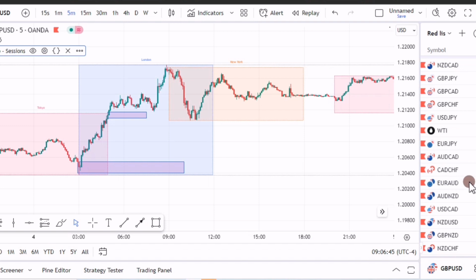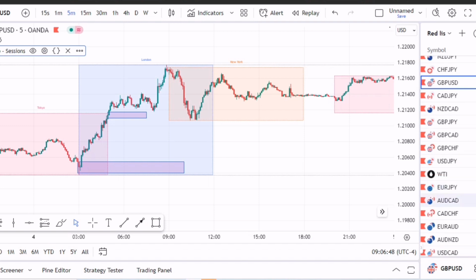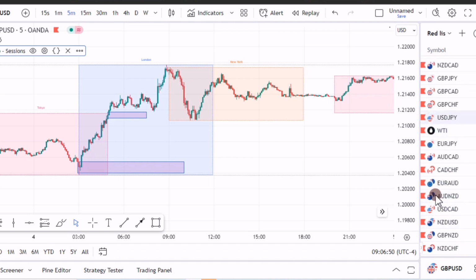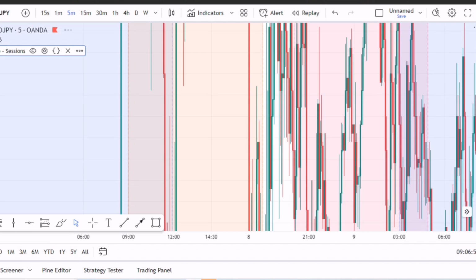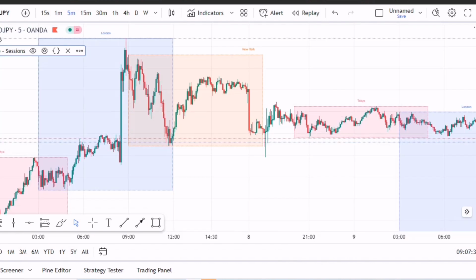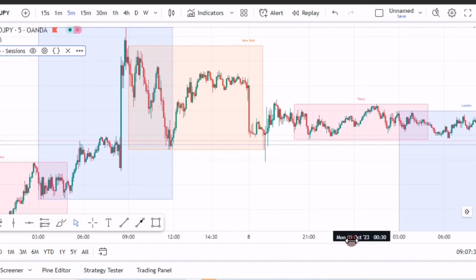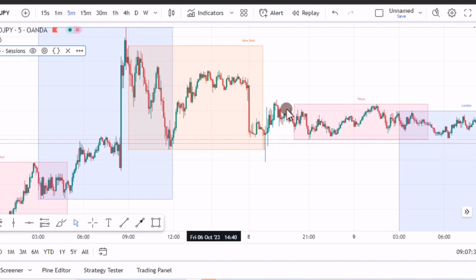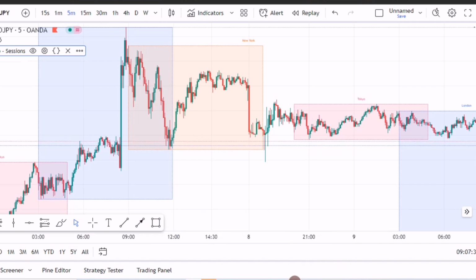Today I want us to pick USDJPY. USDJPY has entry rules or entry points that are slightly different from GBPUSD.